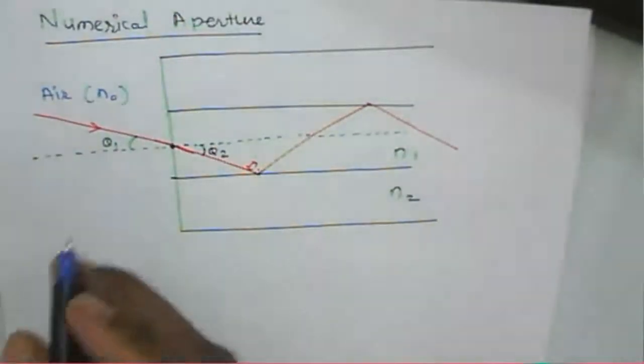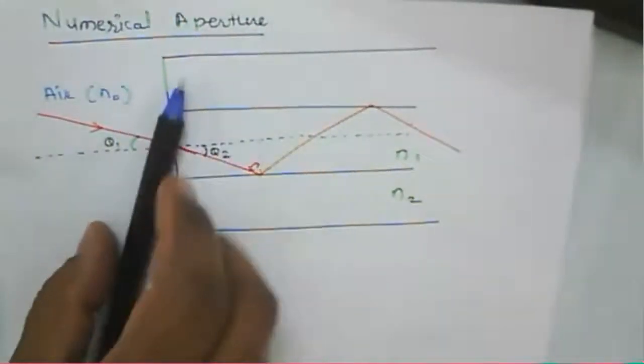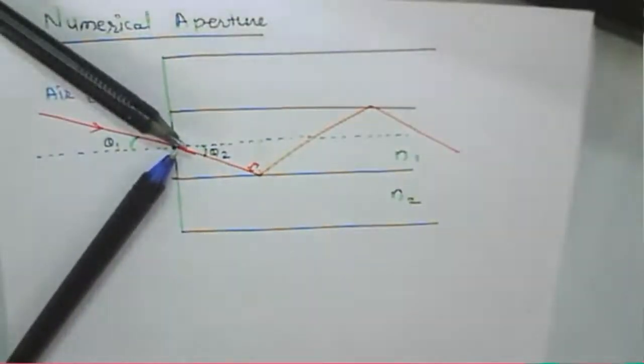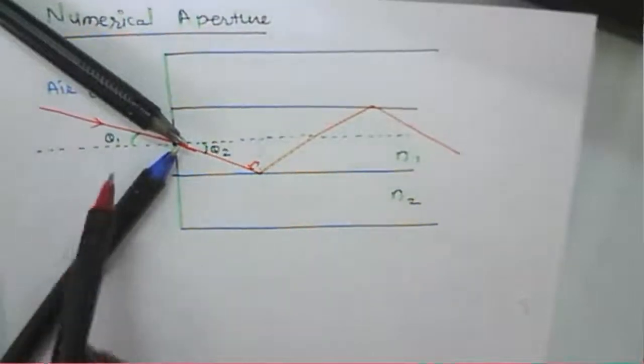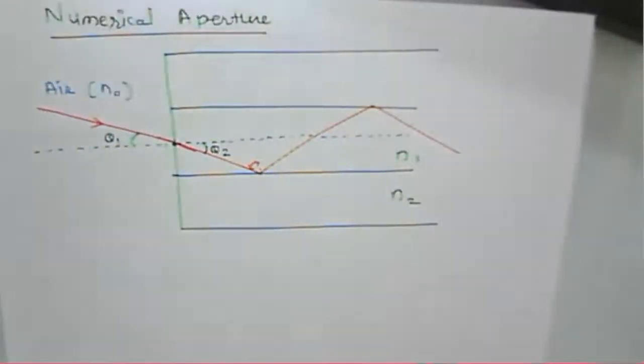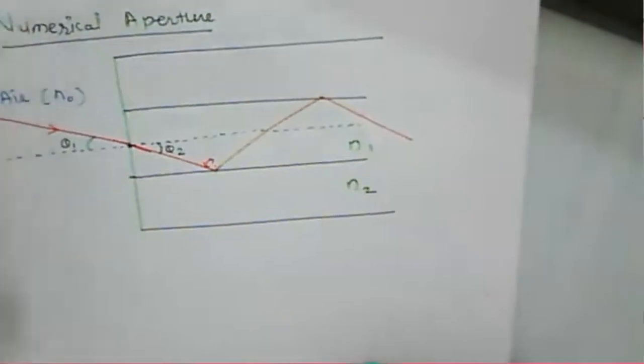Okay, simple. I am just going to consider that this is nothing but a cone. So whichever rays enter the fiber within that particular cone will be propagating inside the fiber.